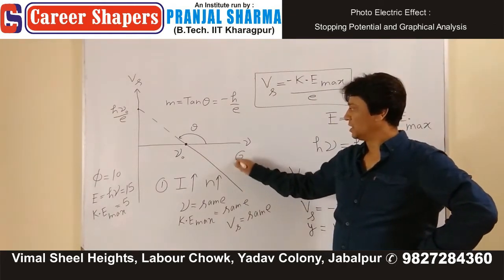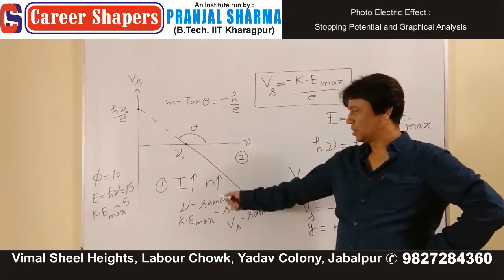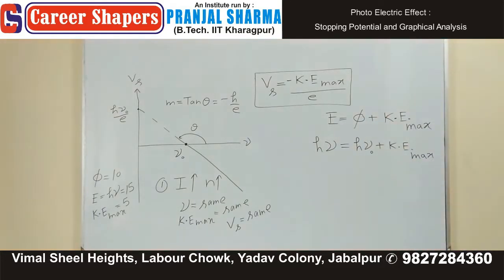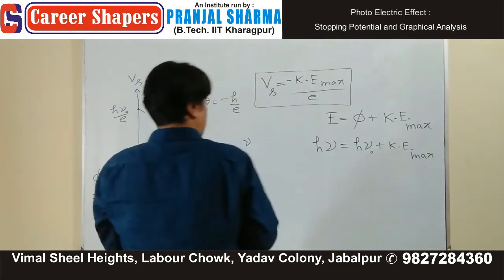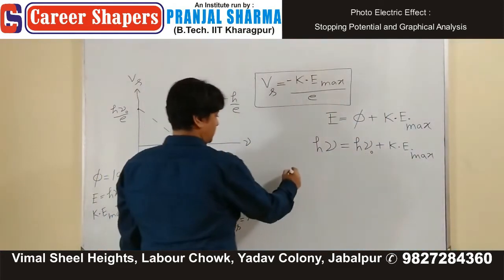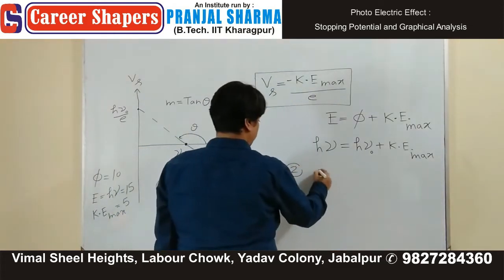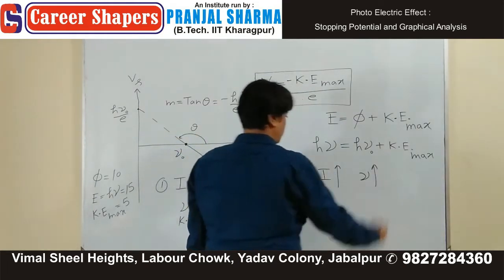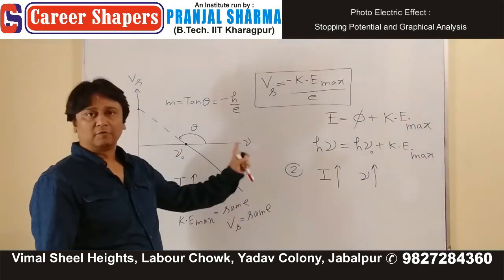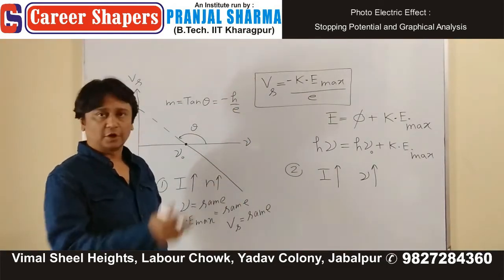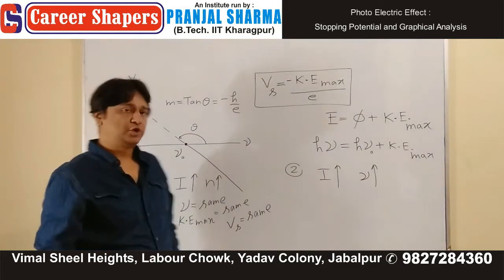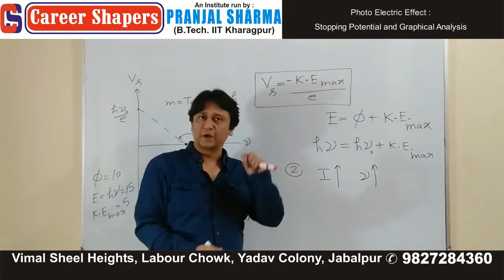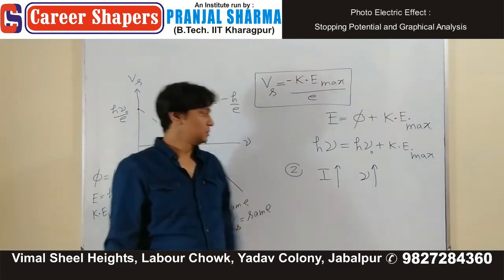I try to answer the second part. What happens in the second part? Note down this. Look here. In the second part, we are increasing I by increasing frequency. Red, green, blue. So that's how you're increasing the frequency. Initially, it's a red photon, then it becomes green, then it becomes blue. So that's how you're increasing energy of individual photons.